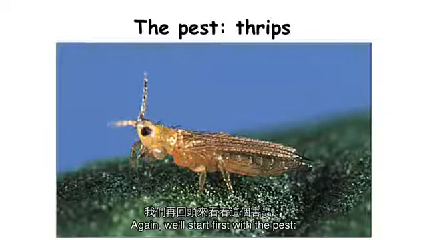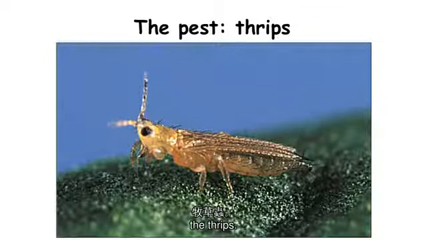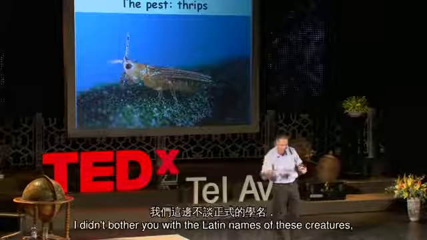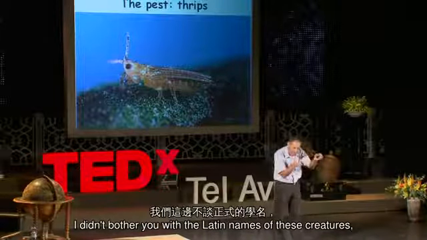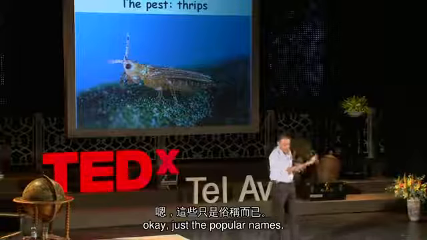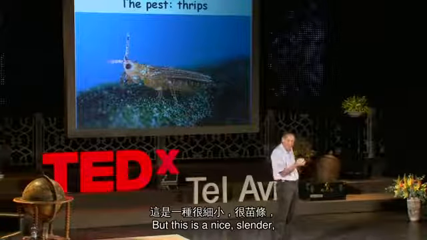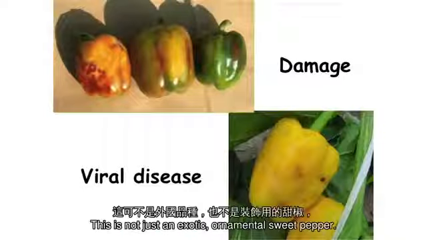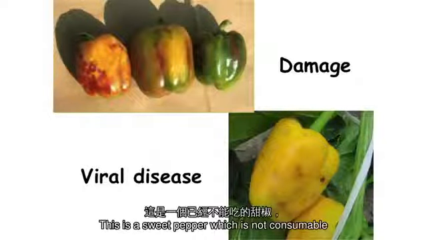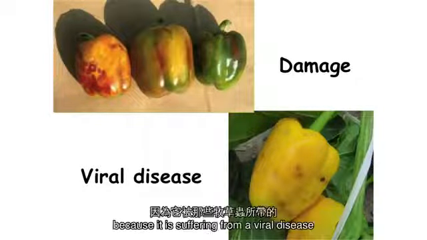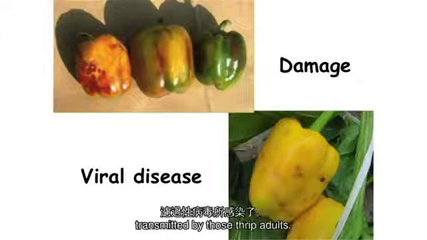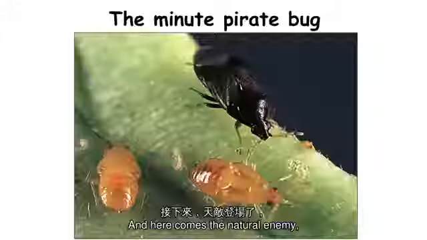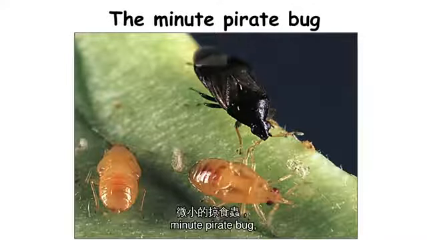Again, we'll start first with the pest, the thrips. By the way, all these weird names, huh? I didn't bother you with the Latin names of these creatures, okay? Just the popular names. But this is a nice, slender, very bad pest. If you can see this, sweet peppers. This is not just an exotic ornamental sweet pepper. This is a sweet pepper which is not consumable because it is suffering from a viral disease transmitted by those thrip adults. And here comes the natural enemy, minute pirate bug.